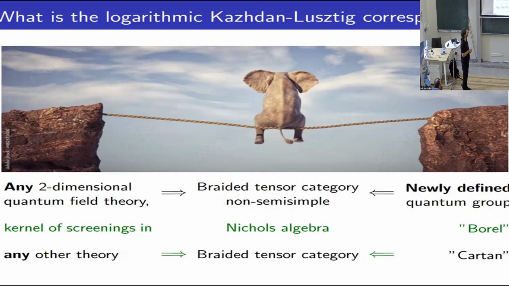Start with any conformal field theory. And there's an associated braided tensor category. Let's call this Kazhdan. It replaces Kazhdan in the example we just had. Then I take screenings. They will generate some Nichols algebra. And let's call those Borel, just as a name. Then the kernel of screenings will be a more complicated quantum field theory. It will have a more complicated braided tensor category.